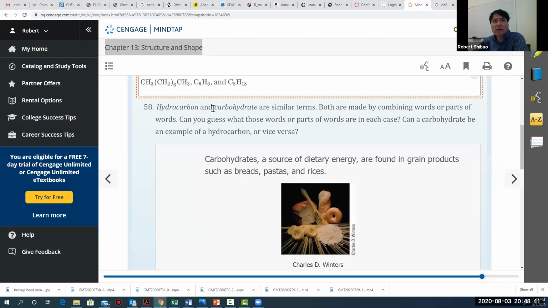Hydrocarbons and carbohydrates are similar terms. Both are made by combining words or parts of words. Can you guess what the words or parts of words are in each case? Can a carbohydrate be an example of a hydrocarbon and vice versa? No, hydrocarbons aren't going to contain oxygen. Carbohydrates have this name because of the hydrogen to oxygen ratio. The hydrogen to oxygen ratio in carbohydrates is 2 to 1, like water.